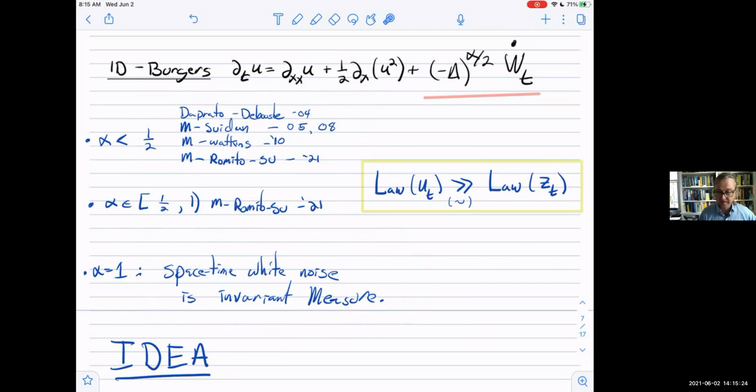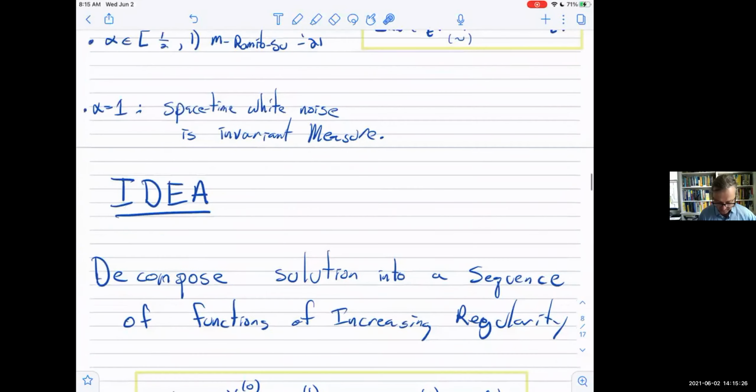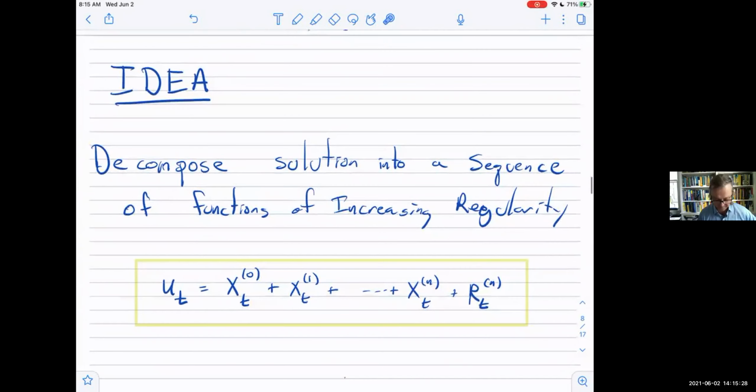And that's still open, though I think we're getting closer to having something to say about some examples like that, but not yet. All right, so what's the idea? The idea is to decompose our solution into a sequence of increasing regularity. Some other associated work in progress does it with decreasing regularity, but that's not really important. We're going to factor our solution into a whole bunch of solutions of different regularity.